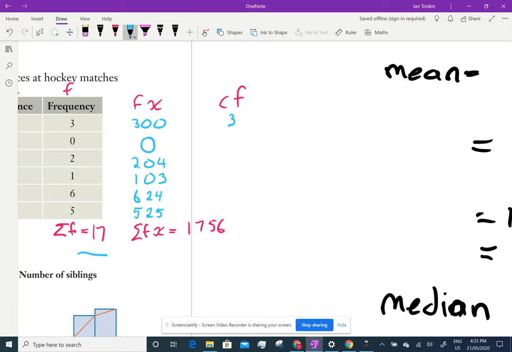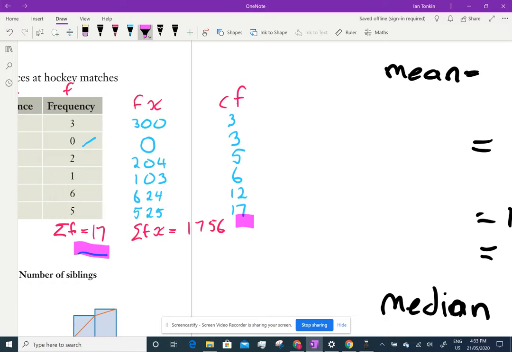So there's 3. 3 plus the 0 is 3. 3 plus the 2 is 5. 5 plus the 1 is 6. 6 plus the 6 is 12. And 12 plus the 5 is 17. And this number must always be the same.